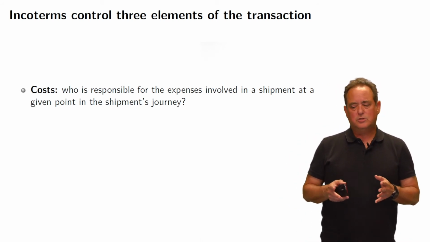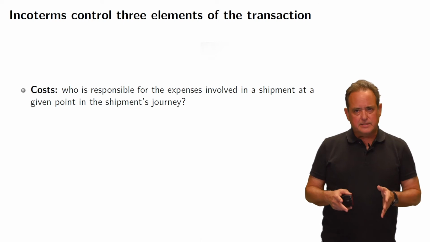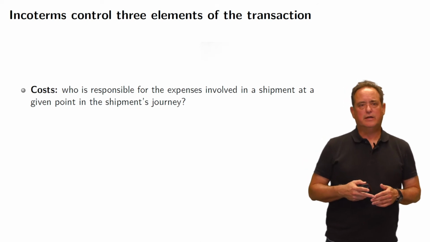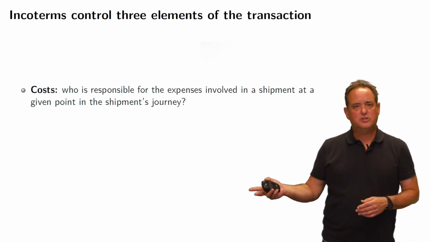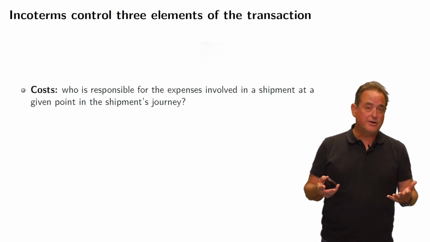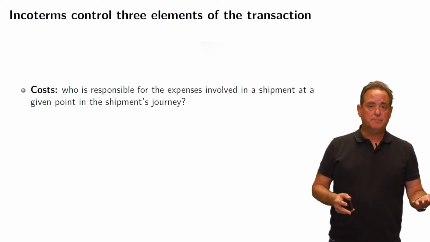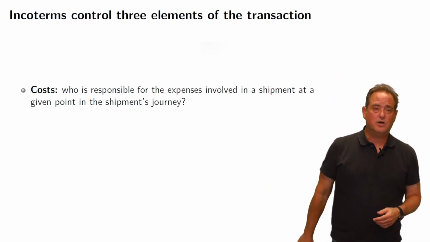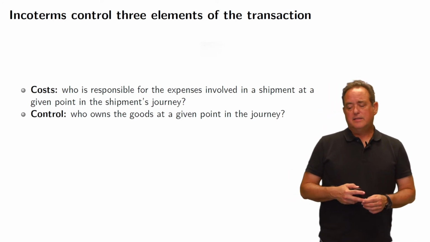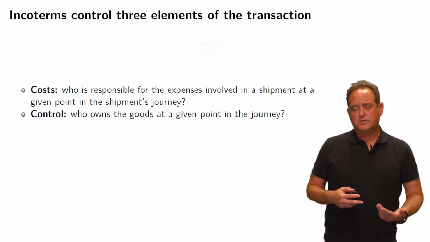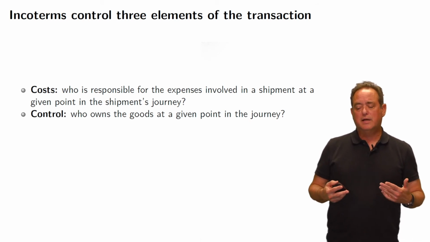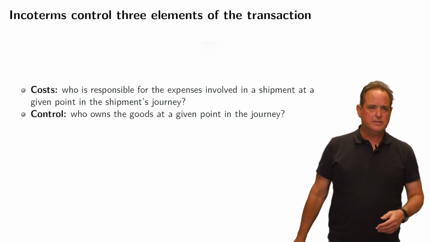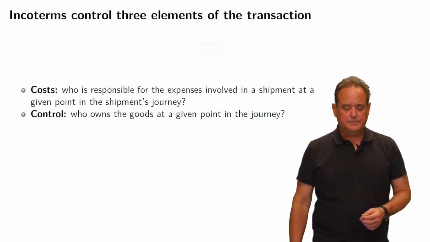And the first is cost. Who's responsible for the expenses involved in the shipment at any given point in the shipment's journey? Who is responsible for the cost of the shipment of the goods? Because we're talking about international sale of goods, the goods are going to be shipped, maybe across borders, but maybe across oceans, but definitely across borders. The second thing that the Incoterms control is who owns the goods at any given point in the journey. Who has the ability to control the goods at any point in the journey.